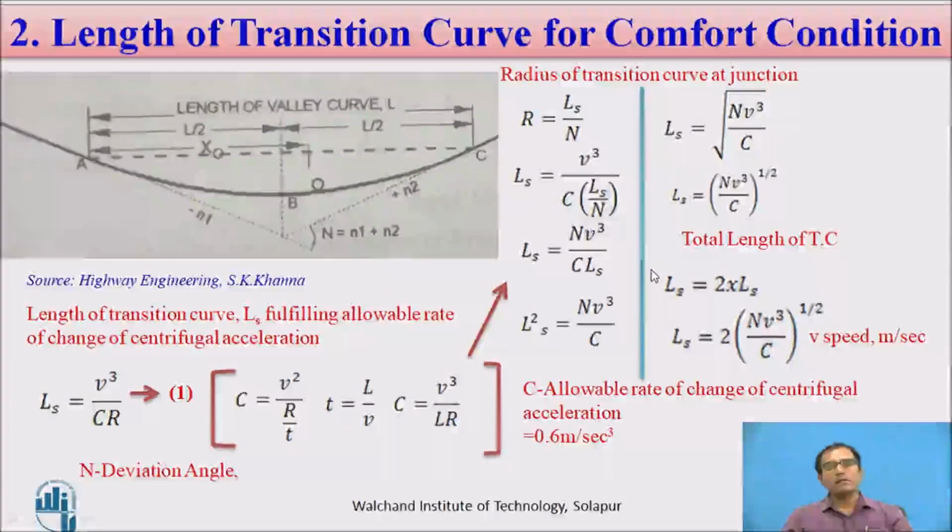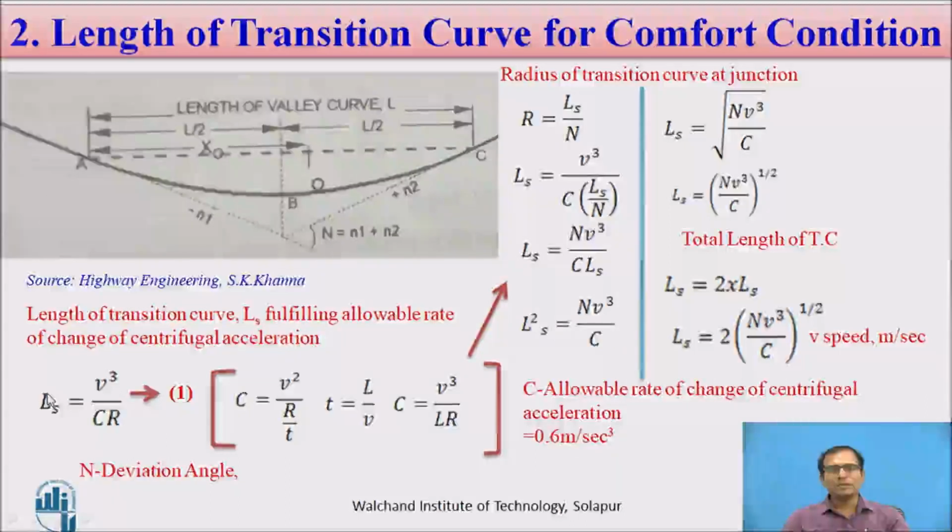Another factor we are considering is the comfort condition. To limit the centrifugal acceleration, we need to find out the length of the curve with respect to the comfort condition. Let Ls be the length of the transition curve, R is the radius of the curve, V is the speed of the vehicle, and C is the allowable rate of change of centrifugal acceleration, that is taken as 0.6 meter per second cube.